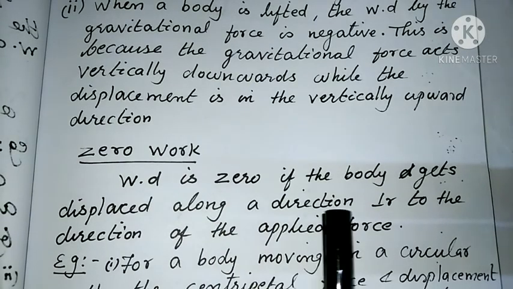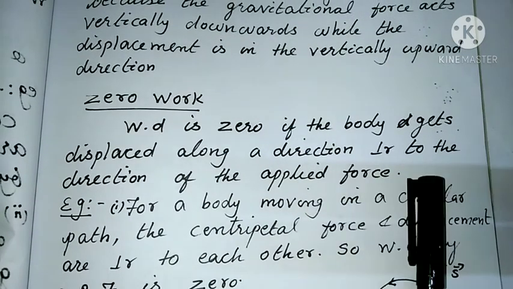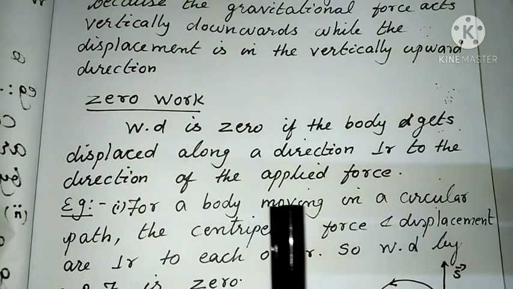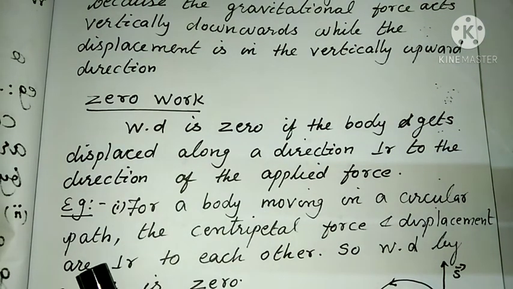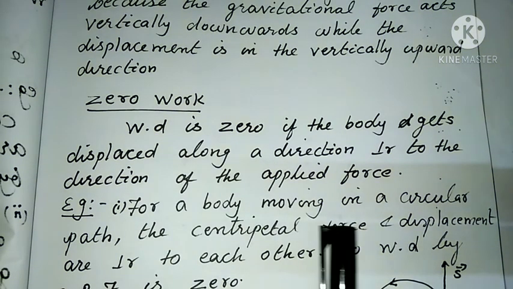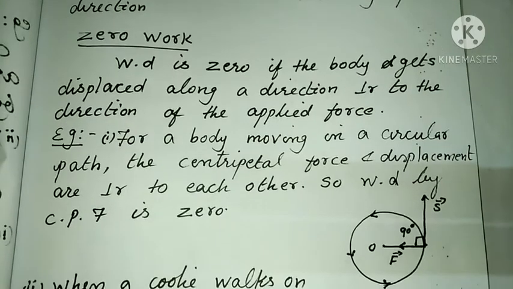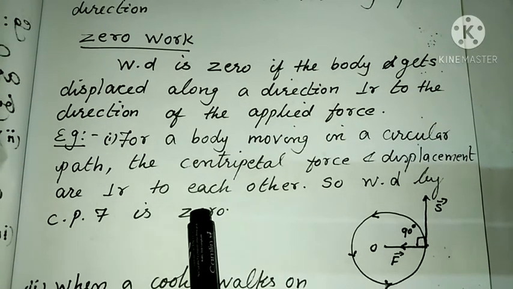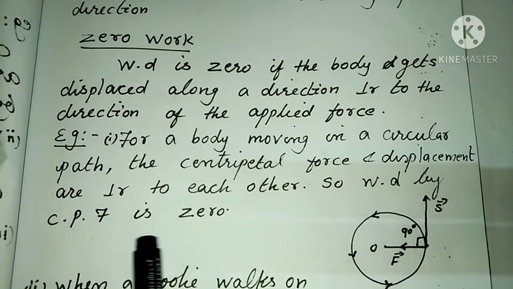Then next one, zero work. Work done is zero if the body gets displaced along a direction perpendicular to the direction of the applied force. So this case we already studied. Anyway, the first example, for a body moving in a circular path, the centripetal force and the displacement are perpendicular to each other. So work done by centripetal force is 0.